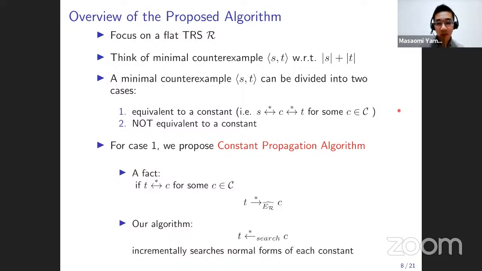Case one: s, t is equivalent to a constant. That is, there exists some constant c such that s and t are equivalent to c. And case two: s, t are not equivalent to a constant. For case one, we propose a constant propagation algorithm. Our algorithm is based on the fact that if t equals c for some constant c, then t can be reduced to c by w.r.t rewriting. Our algorithm incrementally searches the normal form of each constant, tracing the inverse direction of w.r.t rewriting.